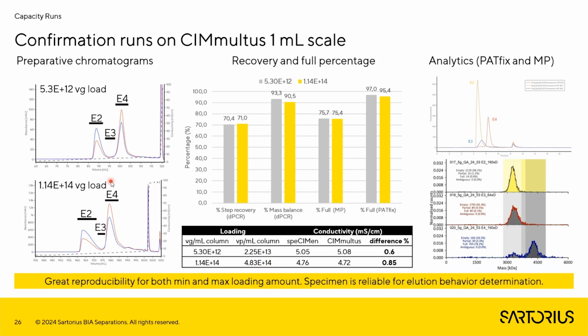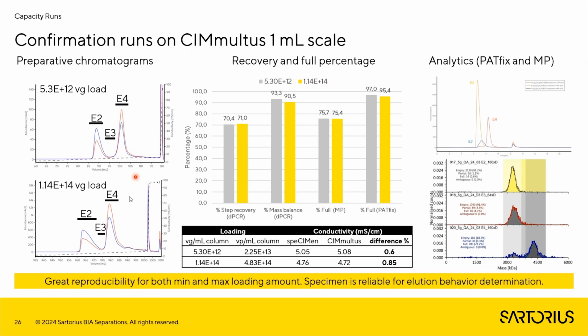We went with the linear gradient approach, and we collected the E2 fraction, which is the empties, then the E3 fraction, which is in between the two, and the E4 fraction, which corresponds to full. And we assess those by, again, the same analytics as before, so PCR and percentage of full by mass photometry and PET fix. The graph represents, with the bars, the low point of loading and the highest point of loading, and the step recovery is aiming just at the main eluate, which in this case is E4.